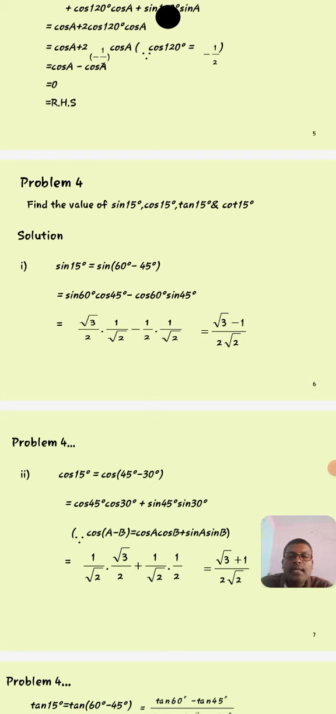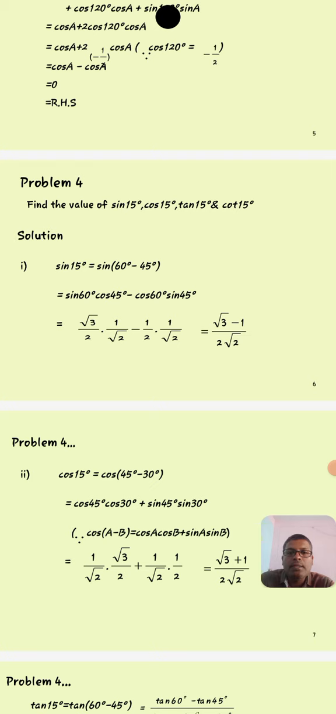Then how to write sin 15? Sin of 60 minus 45 degrees. How can we find this one? Sin of A minus B formula we have to apply. 60 minus 45 is equal to 15. So what is the formula?